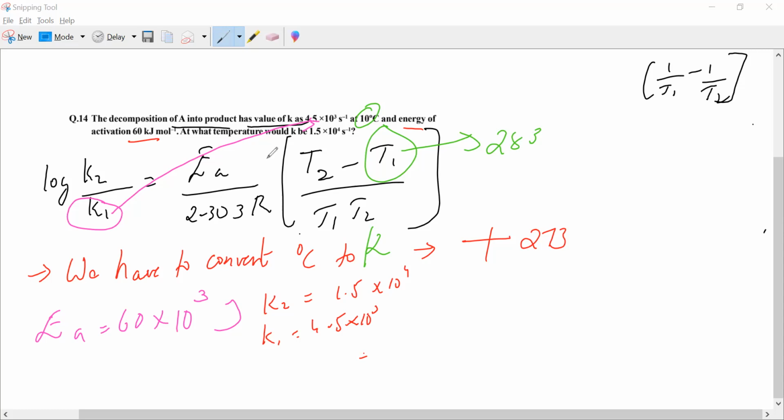For this, what is my T2? The thing I have to find here is T2, so let me know the T2 value. R is equal to 8.314. K2 is given as 1.5 into 10 power 4, okay? And the other one is 4.5 into 10 cube, that is my K1. So substitute everything and let me know the answer for T2. Please do it and send me the answer on my WhatsApp.